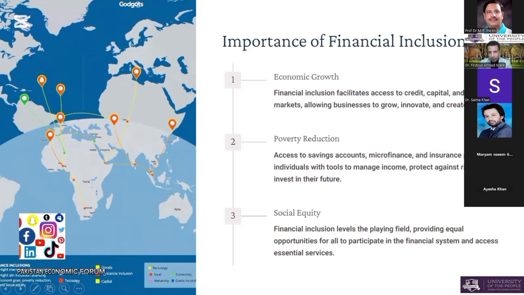I have been a student of this for the last decade, reading about financial literacy, microfinance and all. Social equity is a question mark, because these financial services are not equally available to all the masses and citizens of the country. Therefore, there is a question mark. But the World Bank has shown that financial inclusion promotes economic growth and helps reduce poverty.